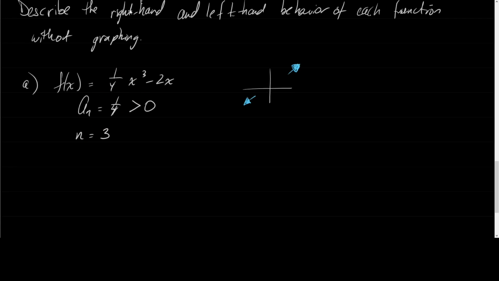So what we're going to say here is that our left-hand behavior is that f of x goes to negative infinity as x goes to negative infinity. And our right-hand behavior is that f of x goes to positive infinity as x goes to positive infinity. So as x goes to negative infinity, the function also goes down to negative infinity, left-hand behavior. Over here in the right-hand behavior, as x goes to positive infinity, the function also goes to positive infinity.